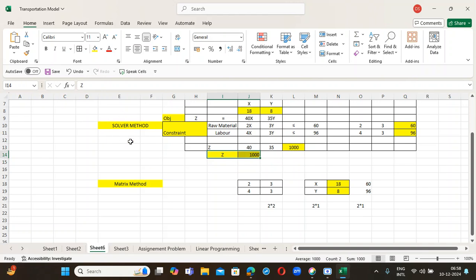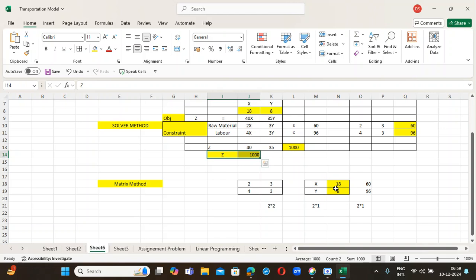But the solver method takes into consideration all the situations. It is less than or equal to, or greater than or equal to, or equal to. It can be solved through the solver method. Whereas in the matrix method, I already assume that it is equal to, because that's why 18 and 8 come. The value may be more than 60 or 48, 96, less than 90, 70, anything can be done. But here I assume that it is equal. But it can be solved through the matrix methods.